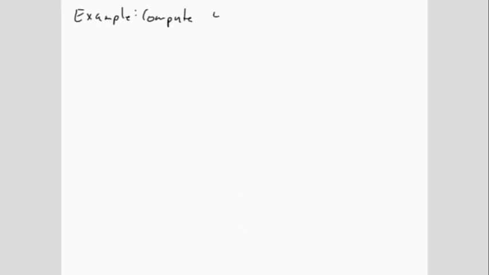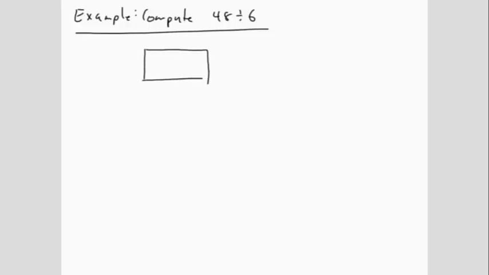Example, compute 48 divided by 6. You want to visualize that we have 48 boxes, and they're organized so that we have 6 in each row. The question is, how many rows will we need in order for this picture to be correct? If it helps, you can translate this into the multiplication problem: 6 times what equals 48? Hopefully you should recognize that this requires 8. 48 divided by 6 equals 8.